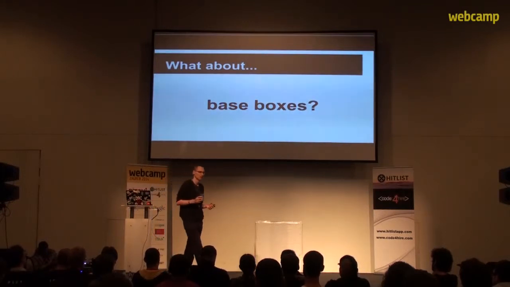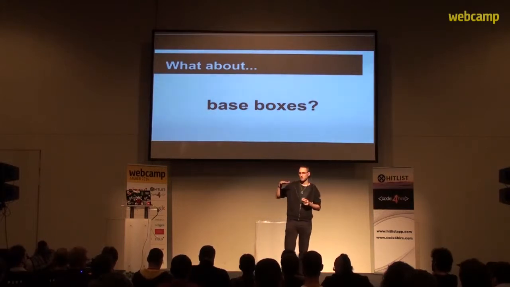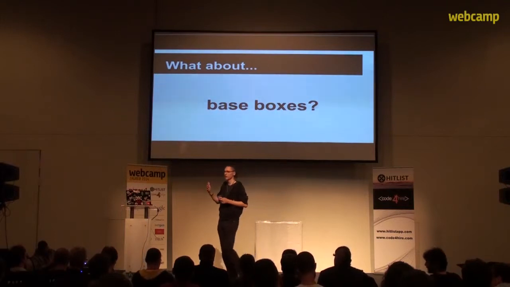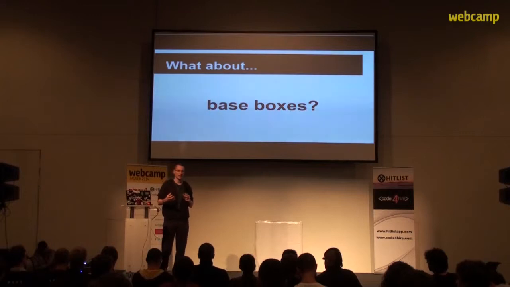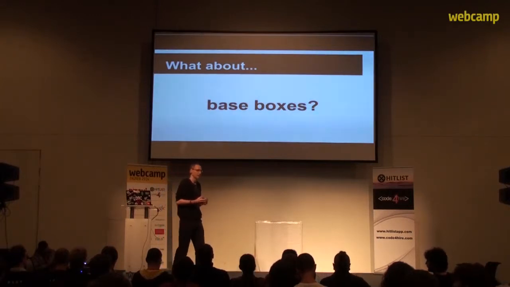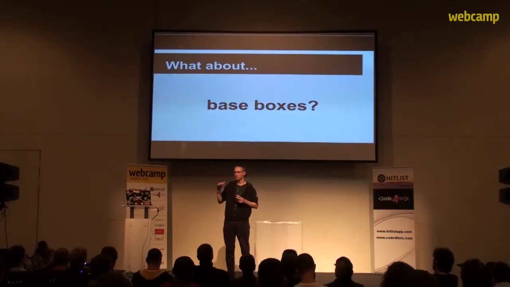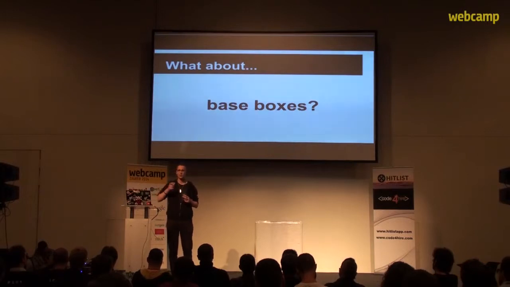And what about base boxes? I talked about base boxes. These are the foundation for Vagrant setup, so you download them. It's like a VirtualBox export. People ask me, how do I create them? What should I put in there? And I'm like, go with the HashiCorp one. Just take the base one. There is nothing installed. It's a plain Ubuntu, and it works, and you can install everything with your provisioner.